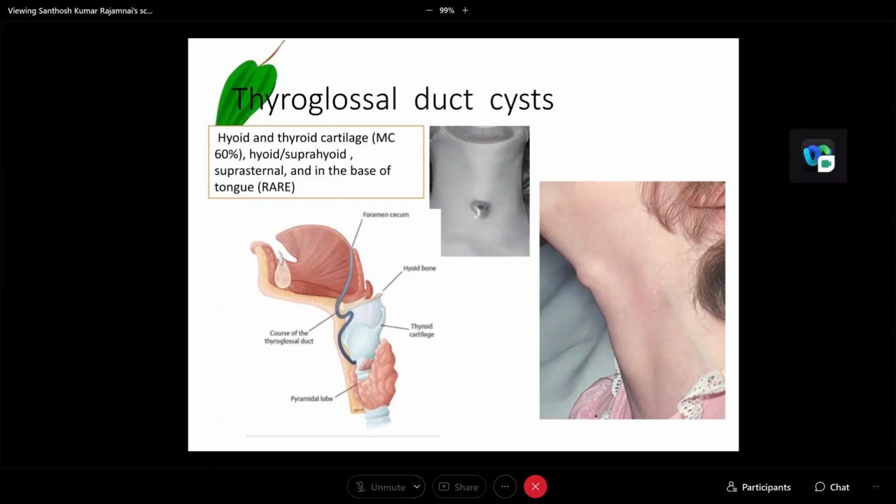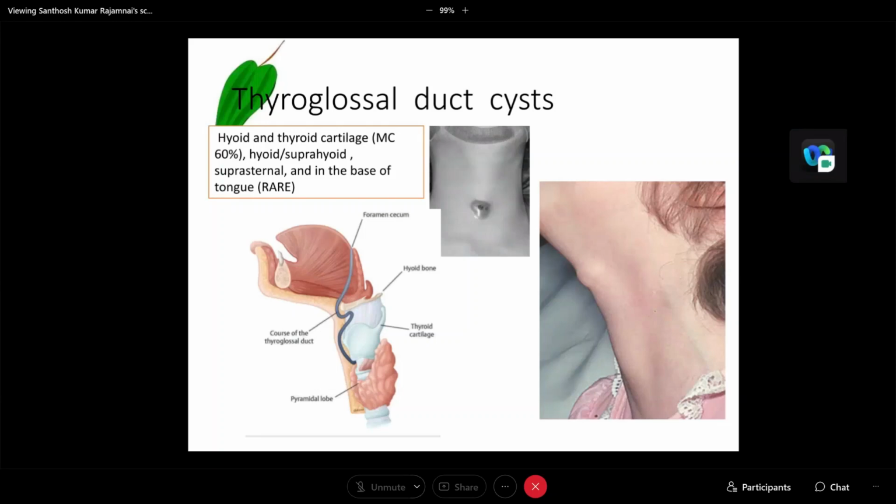And thyroglossal cysts are very common between the hyoid and the thyroid cartilage. Almost 60% of thyroglossal cysts are found between the hyoid and the thyroid cartilage. The next common site is above the hyoid, which is called suprahyoid, and very rarely in the base of the tongue. So it can present as a tongue swelling, very rarely. You may think of a sublingual dermoid, but it actually turns out to be a thyroglossal cyst.